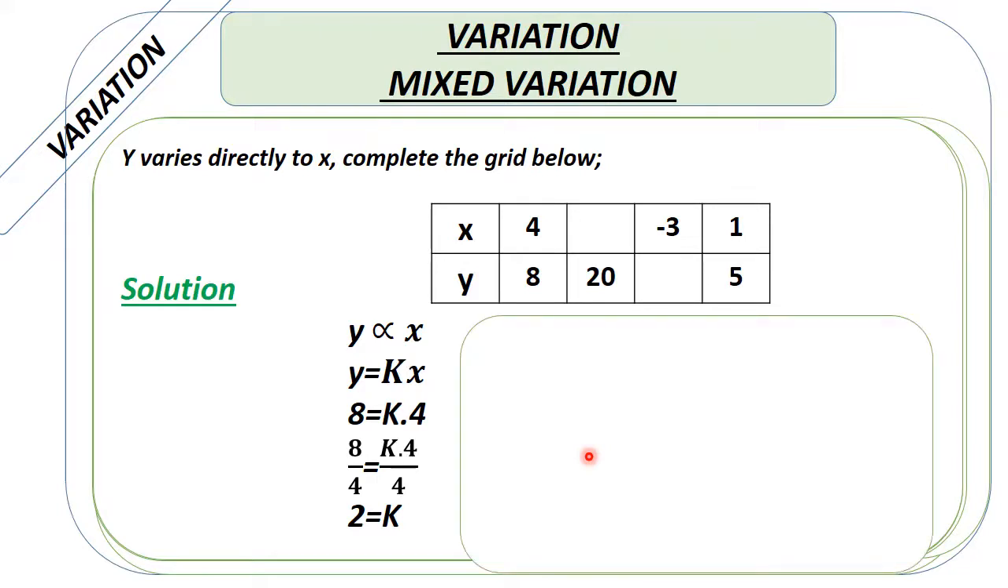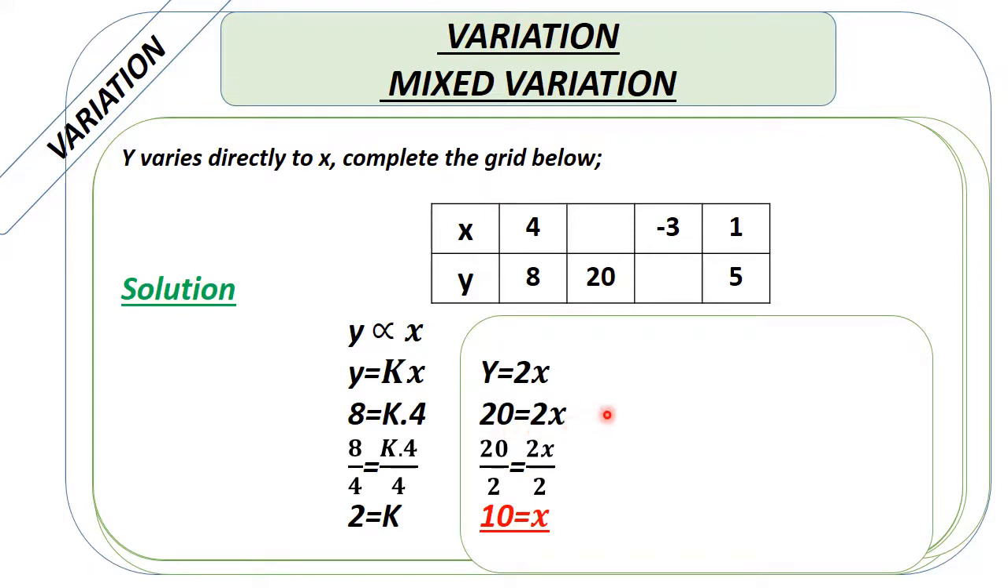With the variation constant known, now we know the expression connecting y and x, which is y is equal to 2x, because k has been replaced with 2. With this, we can now find the values here. Start with here. Here, it's x, so we have to get x. But how do we get it? We look for the corresponding value of y, which is 20. So where there's y, we're going to put 20. And when we do that, we're going to have 20 is equal to 2x.